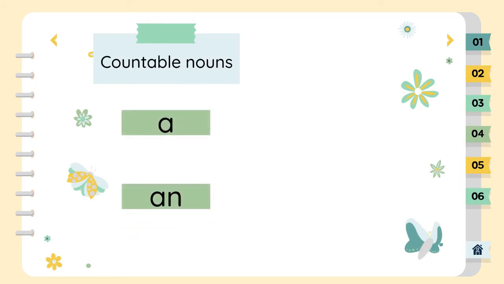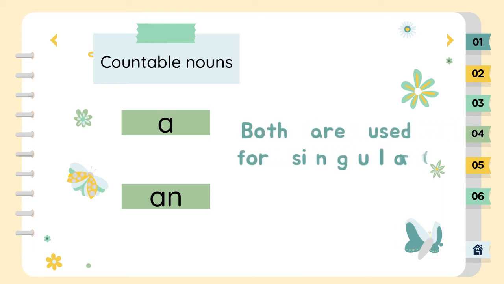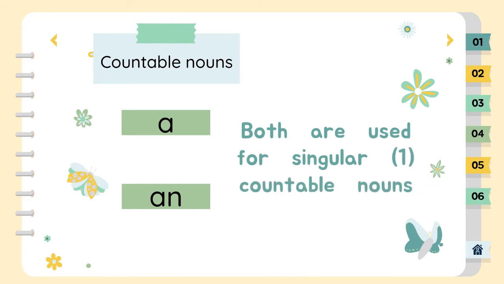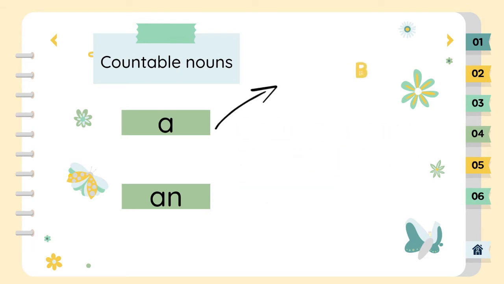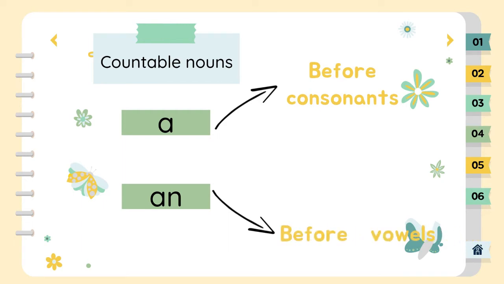A and an are used with countable nouns. Generally, when we talk about a and an, both are used for singular countable nouns. Singular means one place, one thing, one person, one animal, and so on. A we use before a consonant, while an we use before vowels. What are vowels? Vowels are the letters A, E, I, O, U.